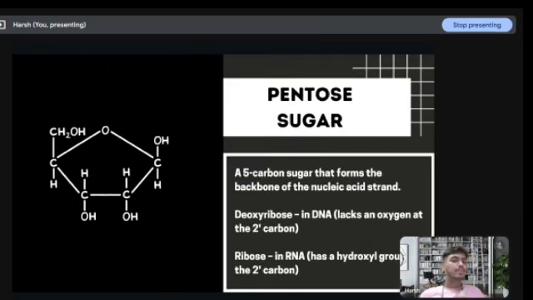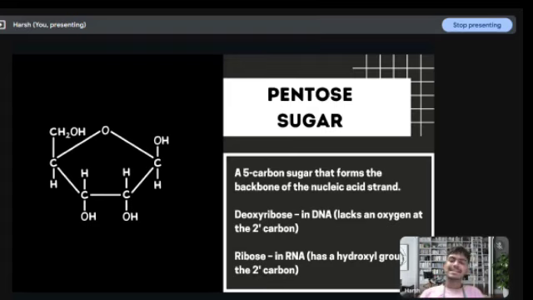Then we will go on to the pentose sugar. It is a 5 carbon sugar that is going to form the backbone of the nucleic acid. Every sugar molecule is attached to one phosphate and one nitrogenous base. So it is very important. It is doing the work of attachment and it is the backbone of the nucleic acid.